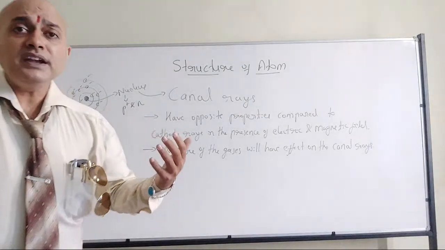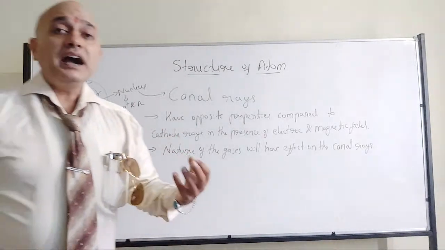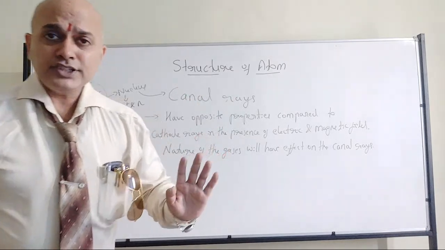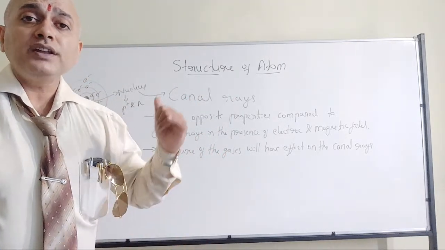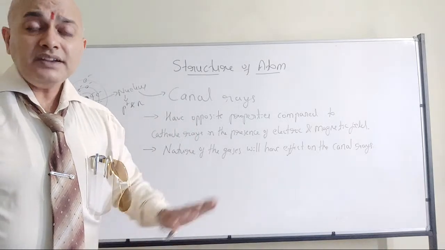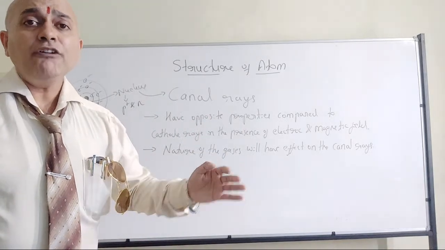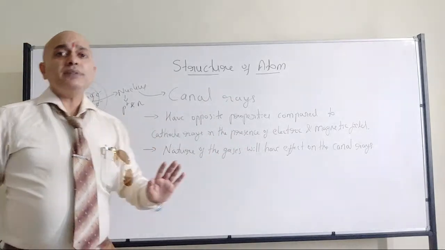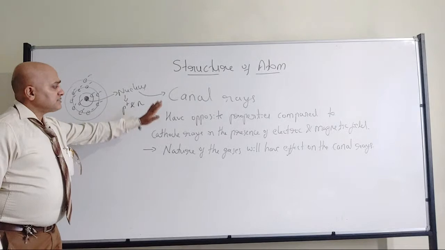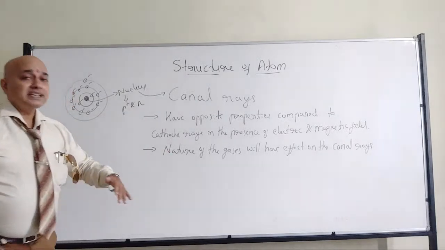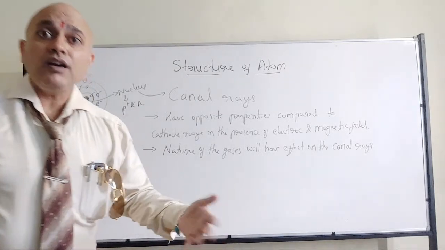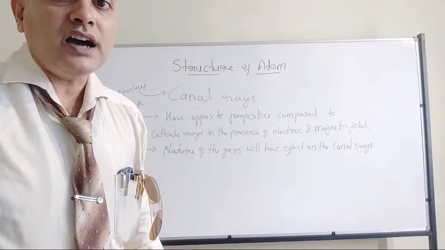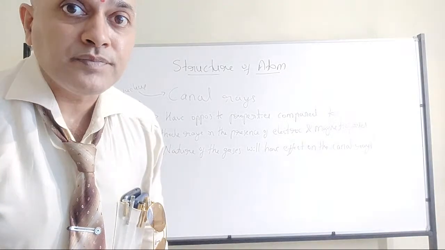For example, the hydrogen atom does not have a neutron at all. Hydrogen does not have a neutron in its nucleus, right? But the rest of the elements have them, and that number of neutrons is variable. For the same reason, canal rays will have different properties because they will have different mass depending on the type of gas. But when it comes to charge, it will remain the same.